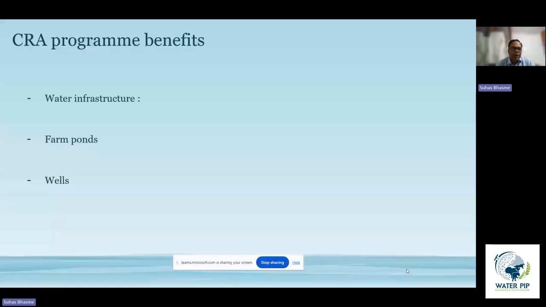So finally, also talking about the CRA program benefits: although CRA programs talk about much larger ideas in terms of developing the capabilities of farmers and addressing the vulnerabilities that are there due to climatic variations, what we found, and this is the recent part of our study that we conducted this year during summer, is that despite this larger goal of the CRA approach, it has been narrowed down merely to distributing water infrastructure. And this water infrastructure largely involves farm ponds and wells.